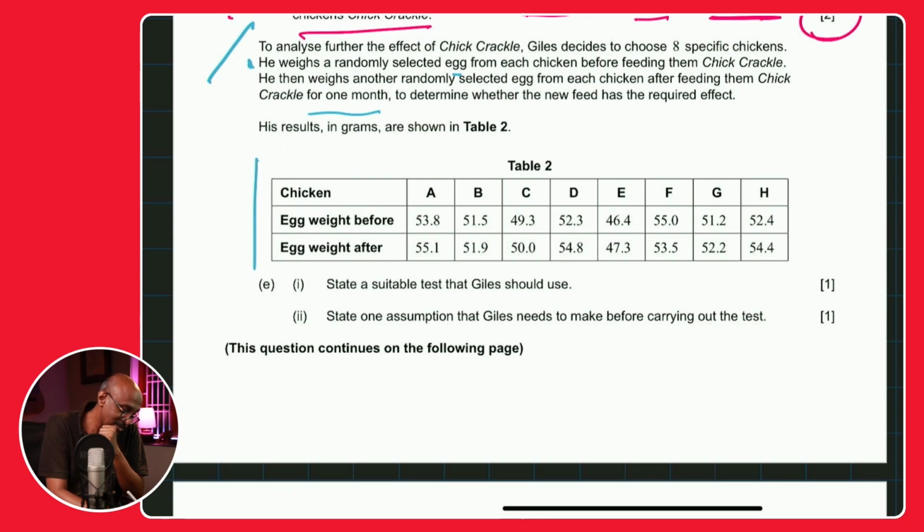So the chickens are identified as A, B, C, D. So the chicken remains the same, all right? It remains the same before and after the feed. He's picking up 1 random egg before giving the feed and after giving the feed for almost a month. He's doing this, and the mean weights before and after are recorded here.